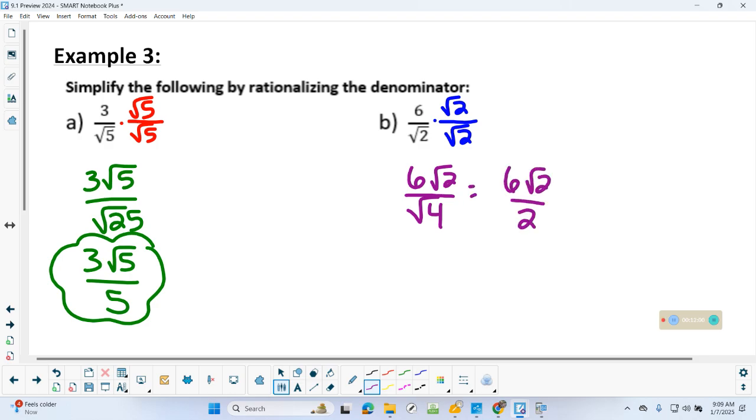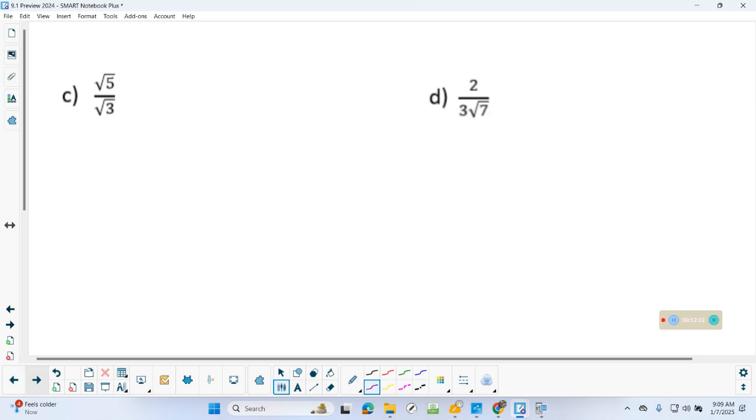Now, before I circle that, there is a little simplifying you could still do. What could you reduce? 6 and 2. Because what's 6 over 2 really? 3. So final answer, 3 square roots of 2. And again, you might do this in less work than what I'm doing. I don't care. It's totally fine. So we're going to see this a lot. So we're going to practice it a little bit here today.